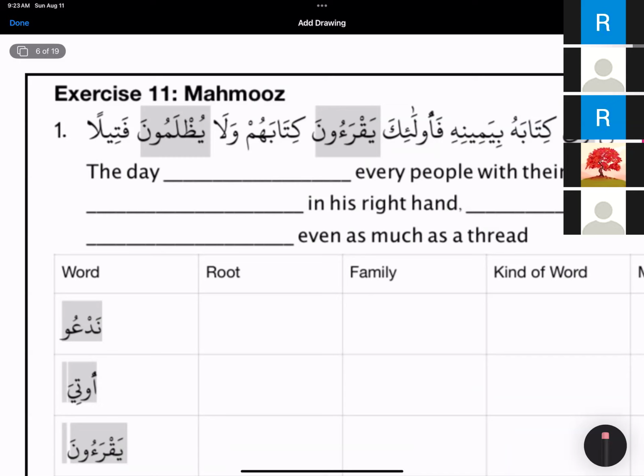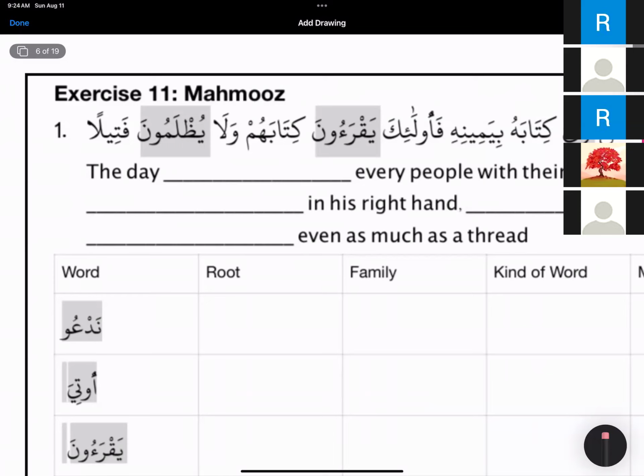Okay. So wala yuzlamuna fatila, and they are not. Now what kind of verb is yuzlamuna? Fi'l mudari' majhul. Where is the na'ib al-fa'il? Under na'ib al-fa'il, we have hum. Yes, hum is the na'ib al-fa'il.